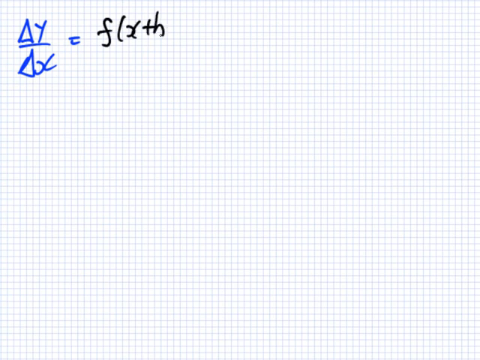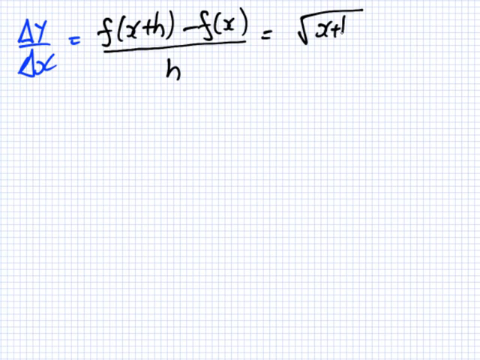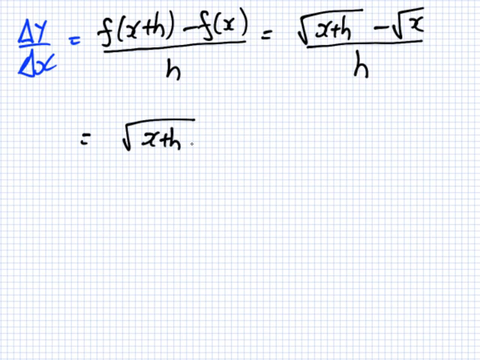Right. Okay, let's get the secant first. So that's going to be f(x+h) minus f(x) over h. That's going to be root x plus h minus root x over h. So you're looking at this going, well, what can I do to simplify this?